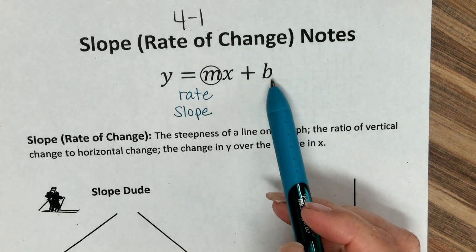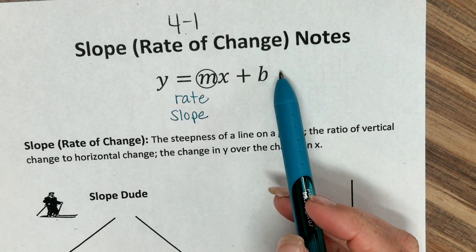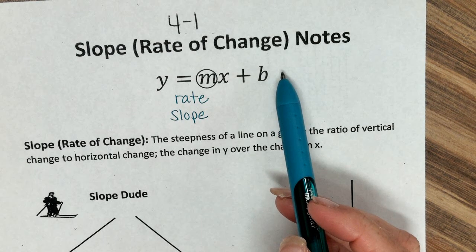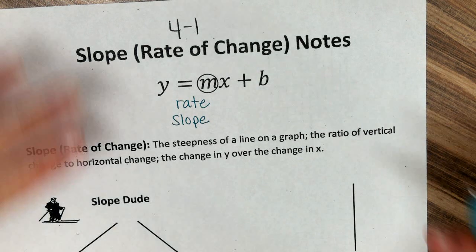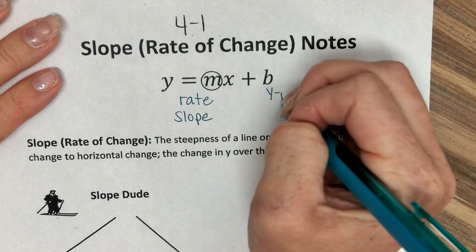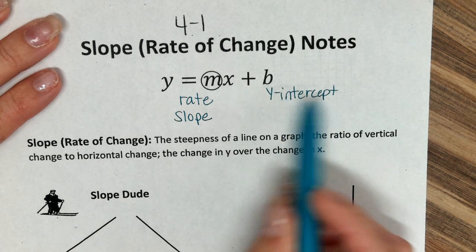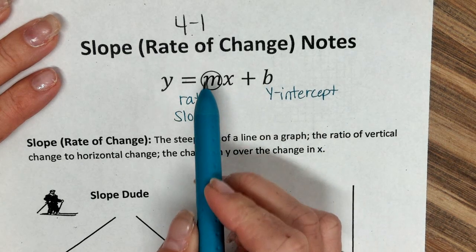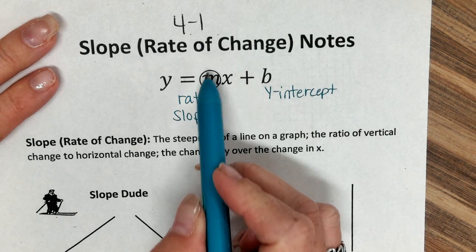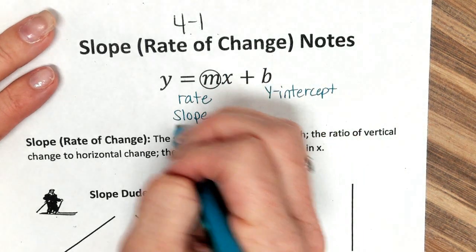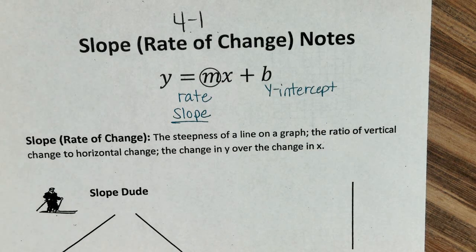The b, y'all learned last week for word problems, is a one-time fee or starting amount, yes. On a graph, it's also called the y-intercept. We are not studying this today at all. We are studying the m. And the m is the slope. We're looking at it as slope today, and slope and rate are the same thing.